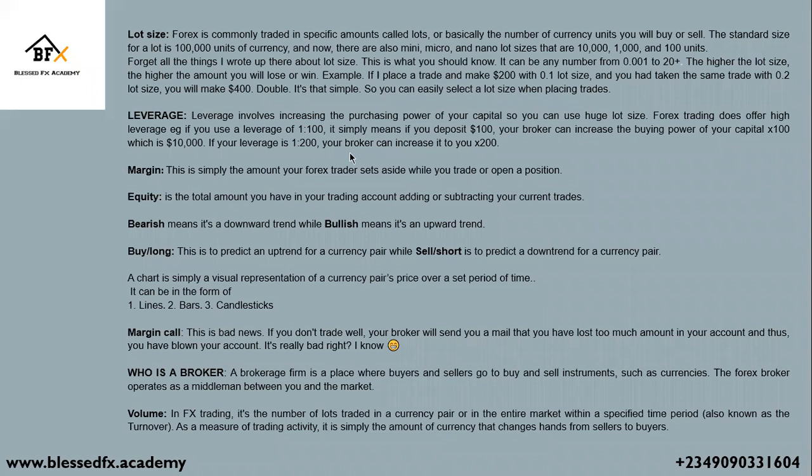So margin is simply the amount you are forced to set aside while you trade or open a position. If you open with $100, your broker will not, of course, open just one trade with the whole $100. They will set aside some amount that you can use to open future trades, because you might want to place up to 10 trades at the same time. So this will also depend on your lot size. Don't use too huge a lot size, okay? Else your margin will be reduced.